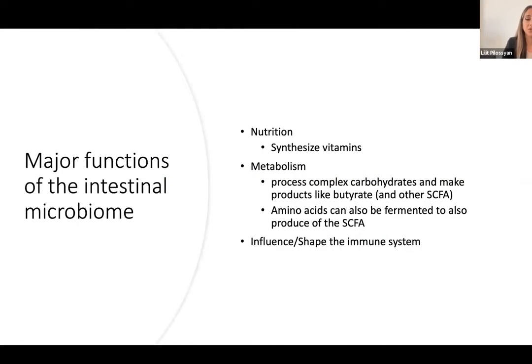And so the major functions of the intestinal microbiome. So nutrition, they really help with synthesizing vitamins such as folic acid, riboflavin, thiamine, and half of our daily dietary requirement of vitamin K comes from these intestinal microbiome bacteria. And it also helps process these complex carbohydrates to make a very important product like butyrate. And butyrate really helps nourish the intestines, has anti-inflammatory effects, and is one of the important beneficial things that the gut bacteria produce through these complex carbohydrates. And so all this just helps influence and shape the immune system.